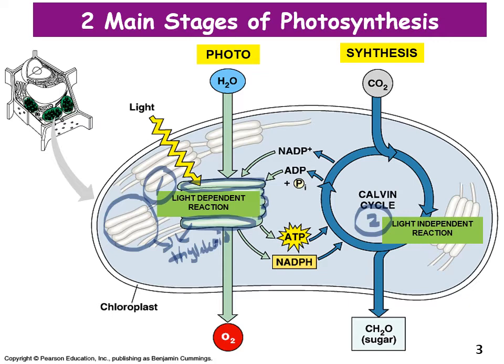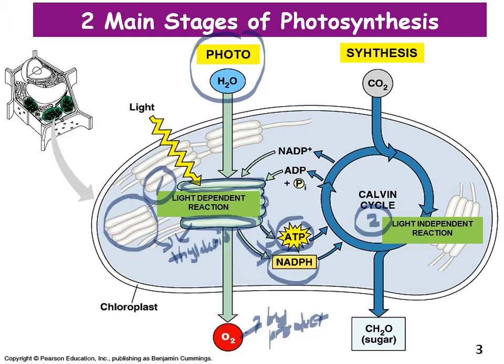In this process, from the term photosynthesis, photo, the light energy is used to split water into hydrogen and oxygen. So the oxygen here is the byproduct in this process. Besides oxygen, it will produce or form ATP and also NADPH.